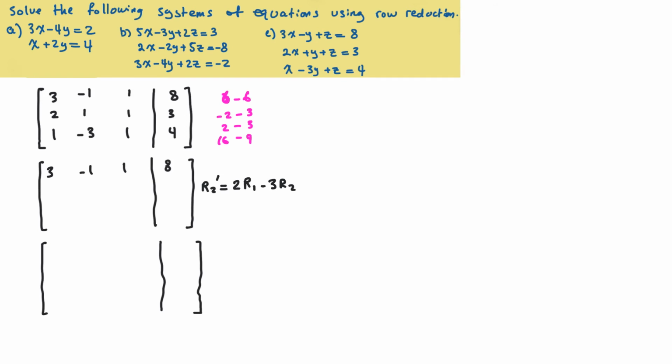So now I can put the values in. 6 minus 6 is 0. Negative 2 minus 3 is negative 5. 2 minus 3 is negative 1. And 16 minus 9 is 7.